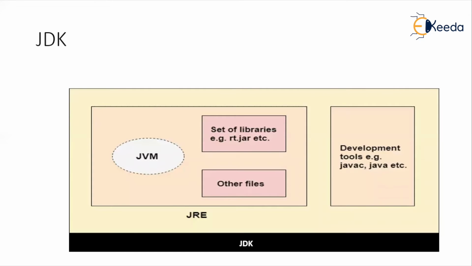This is the structure of JDK, where JDK consists of JRE, JVM, and also a certain set of libraries. JDK has development tools like javac, which is the Java compiler, and java, which is the Java executor. Code execution will be done using java.